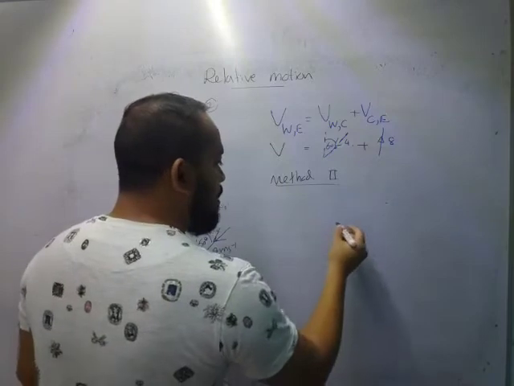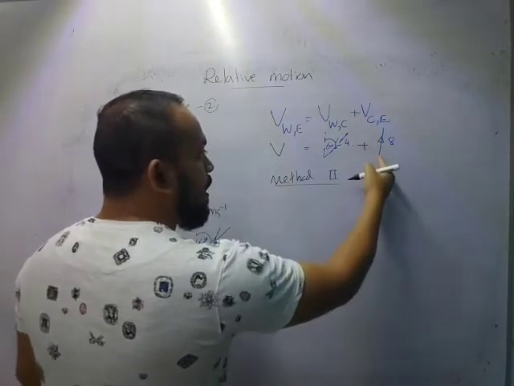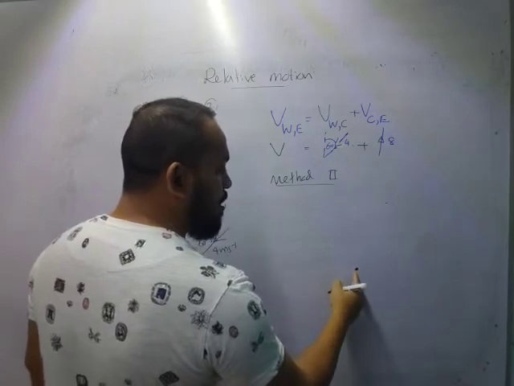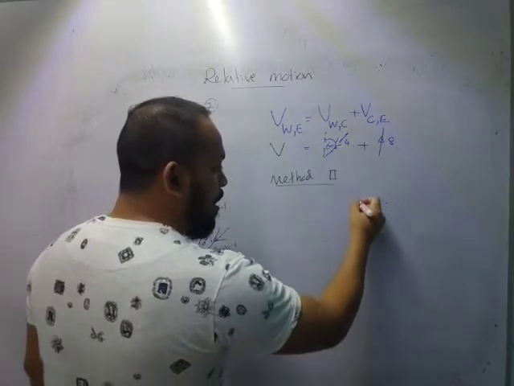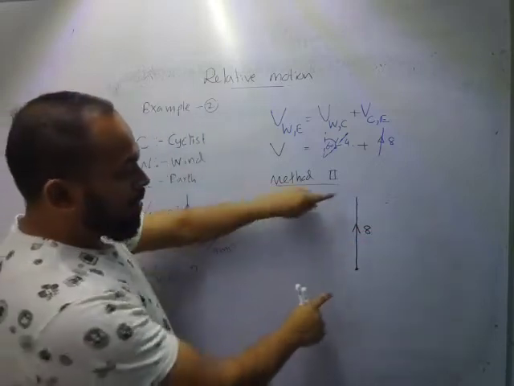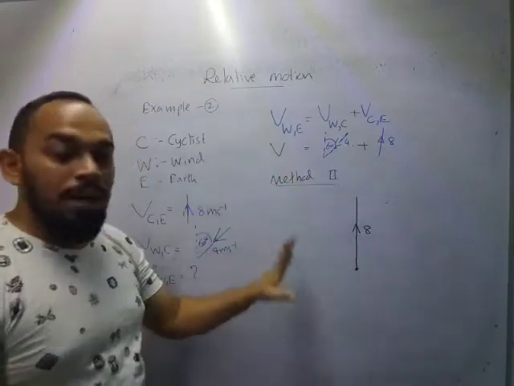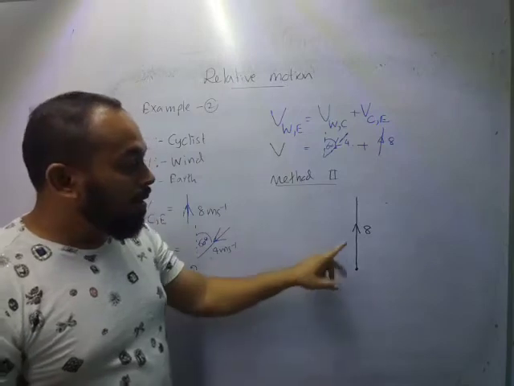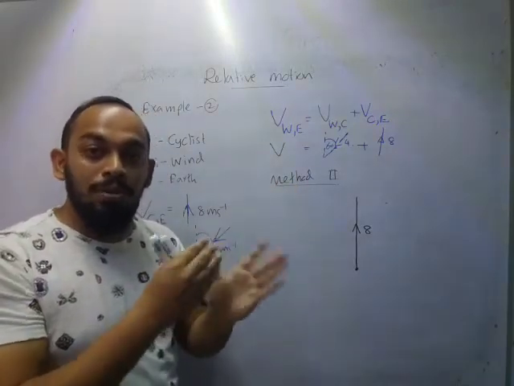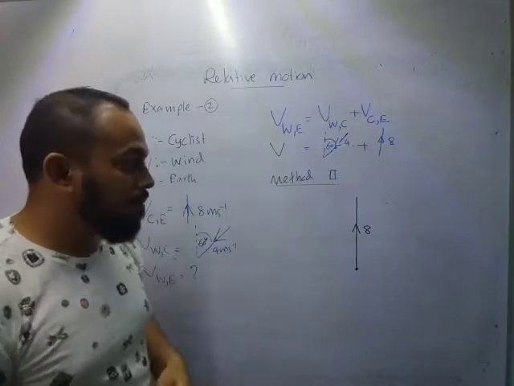So 8. First, take this vector. Let's start with this one. This is the initial point. So it has to go upward by 8. So make sure this length is 8. You don't have to use any scales, but when you represent two vectors, you have to make sure that their magnitudes make sense, right?